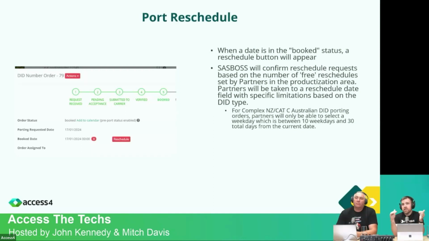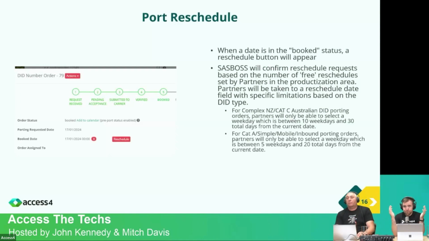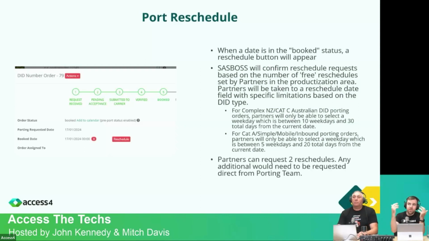For NZ and Cat-C ports, obviously, you do have to pick a weekday so far out. So 10 working days, up to 30 working days outside of that. And then for Cat-A ports, it's a little bit sooner. You can book it up to 5 days out. So Cat-A is happening a lot faster, a lot less involved from our side as well. A lot of Cat-As are just automated, while our New Zealand porting and our Cat-C porting are a lot more involved and have to take a little bit more time.